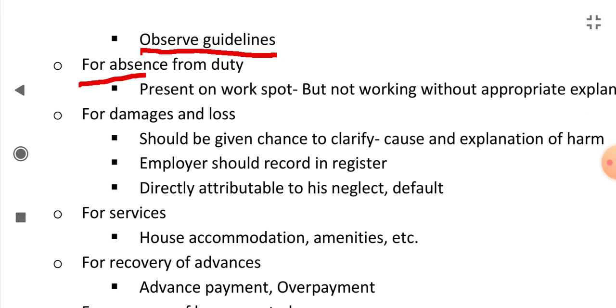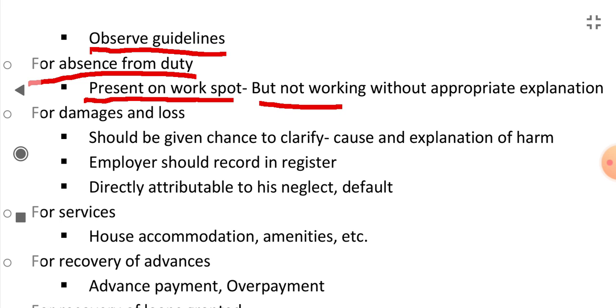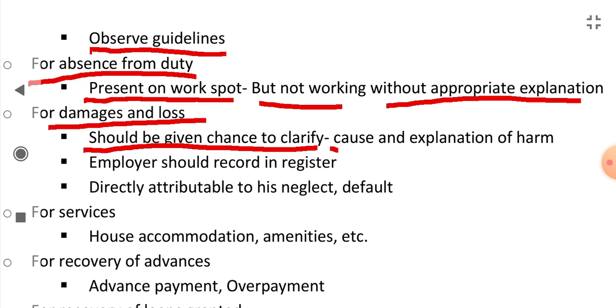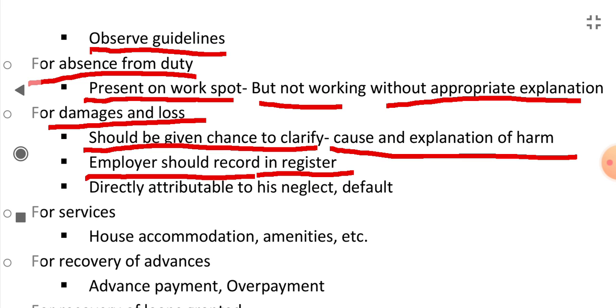The deductions can be made for absence from duty. If the worker or employee is present at the work spot but not working without appropriate explanation, then also the deduction can be made. If the employee does some damage or loss, the employee should be given a chance to clarify the cause and explanation of the harm. The employer should record this loss or damages or deductions in his register. The damages or loss should be directly attributable to his neglect or default, not someone else.